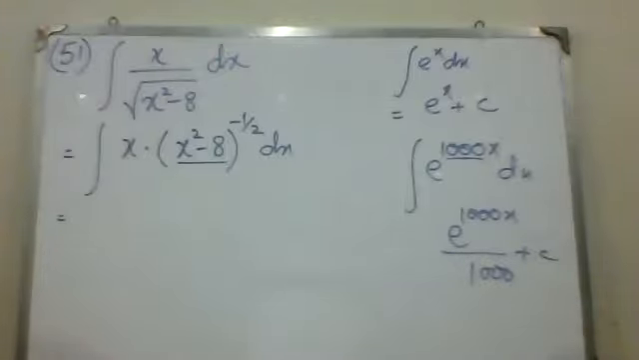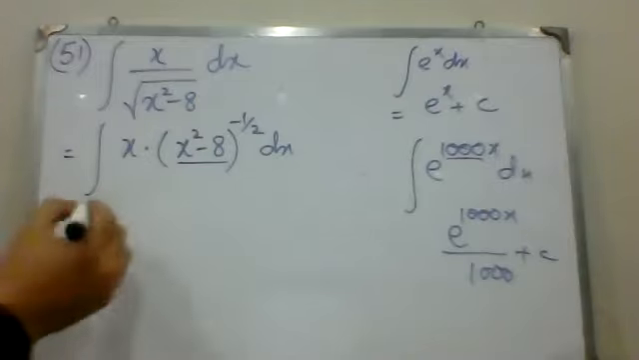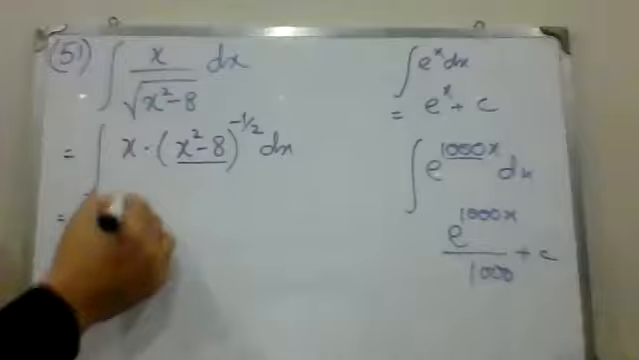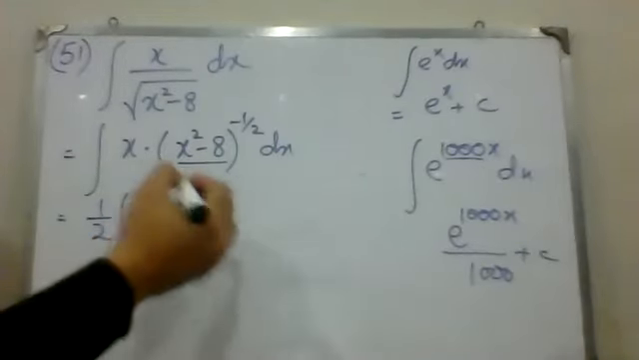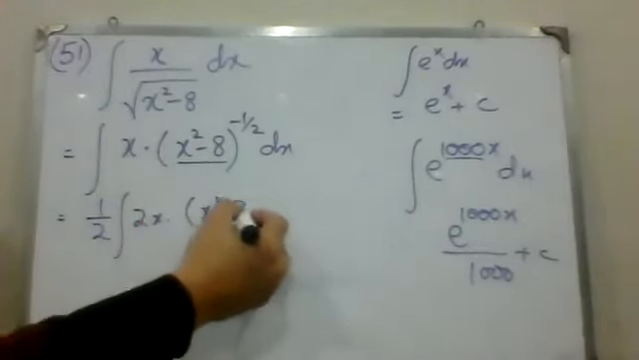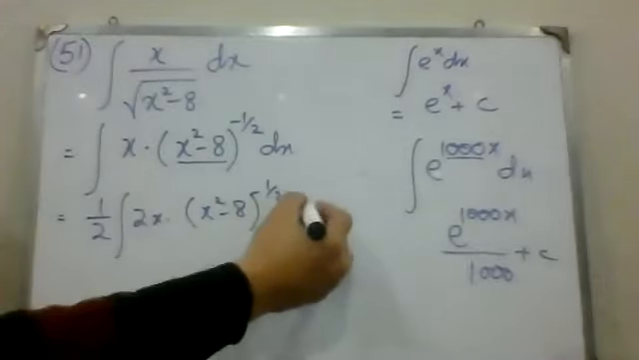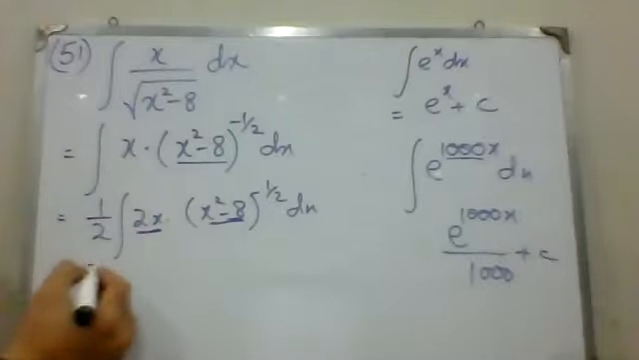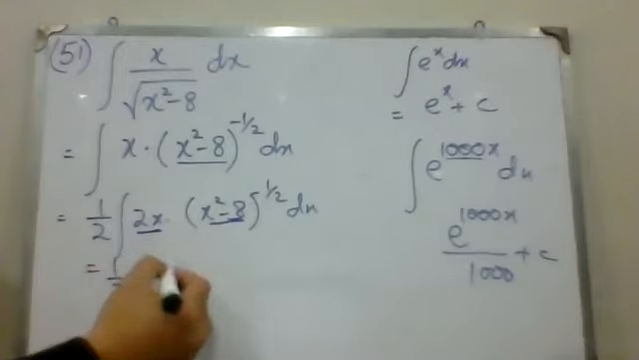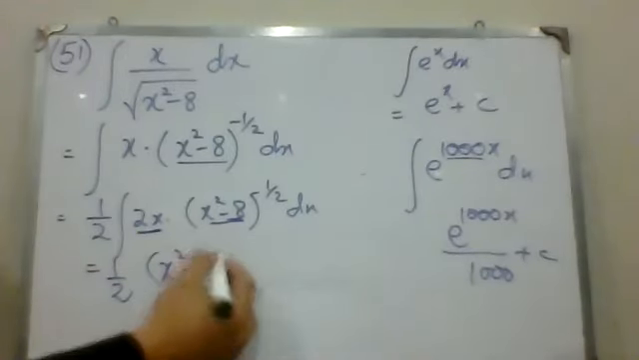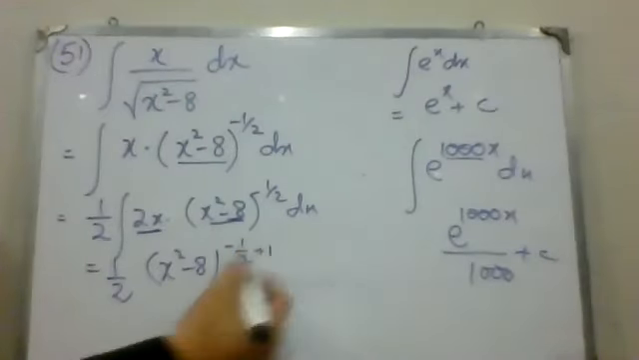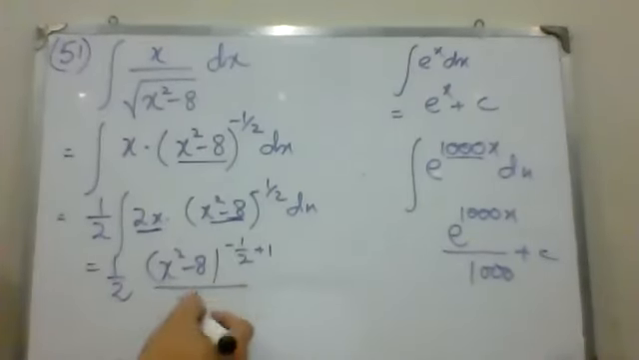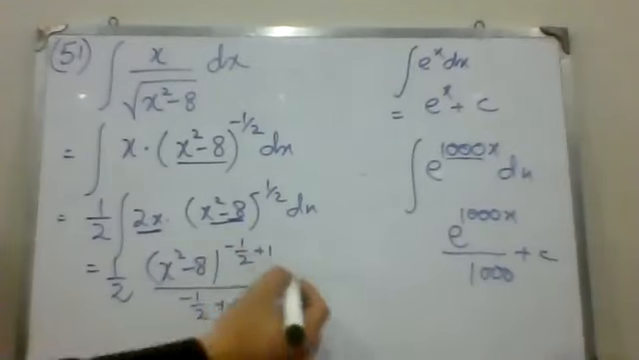The multiplication is what? 2 is missing. So multiplying outside by 2 and inside with 2. So (x square minus 8) to the power -1/2 dx. Derivative of that term is present here. Now we can add 1 to the power: -1/2 plus 1, plus c.